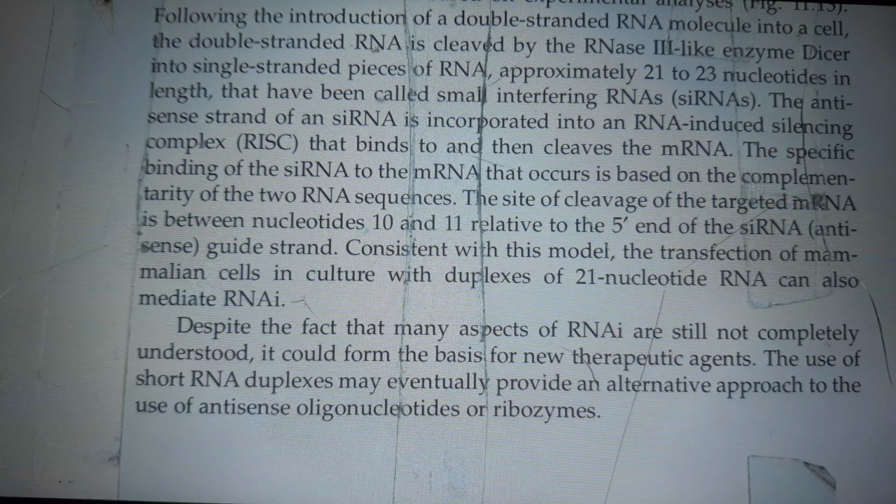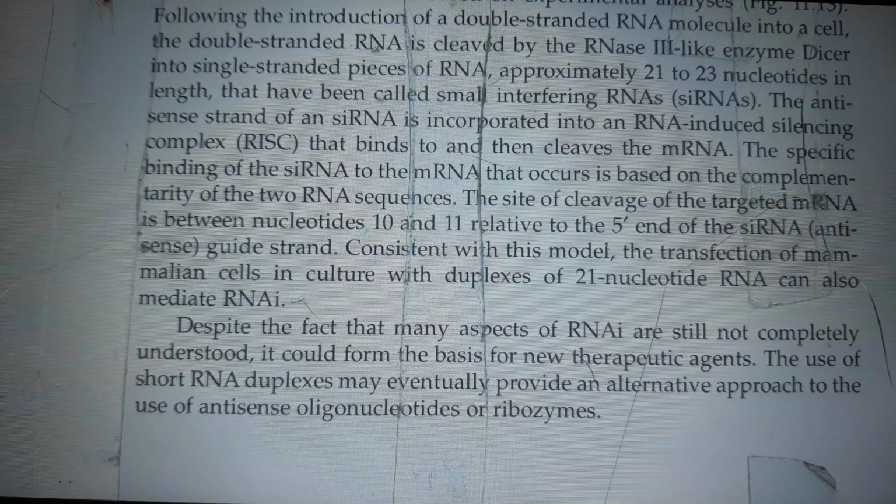The specific binding of the siRNA, that silencing RNA, to the mRNA is based on the complementarity of the two RNA sequences. The site of cleavage of the targeted mRNA is between nucleotides 10 and 11 relative to the 5' end of the siRNA antisense guide strand.